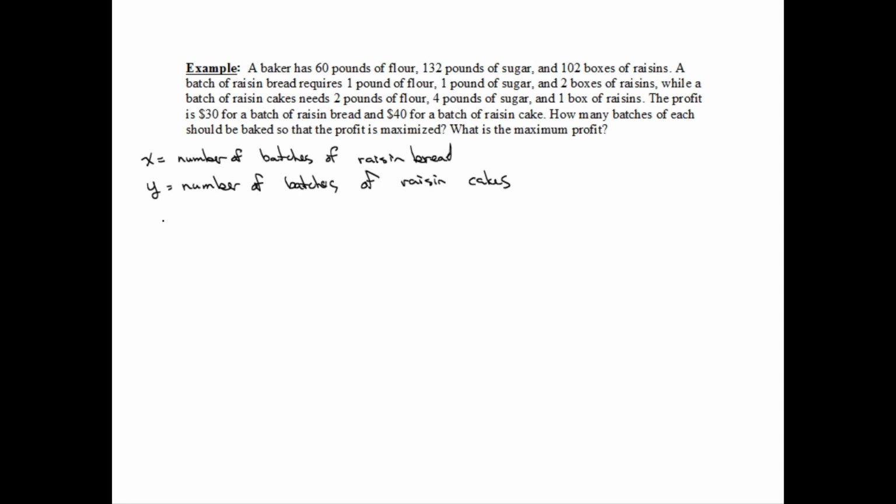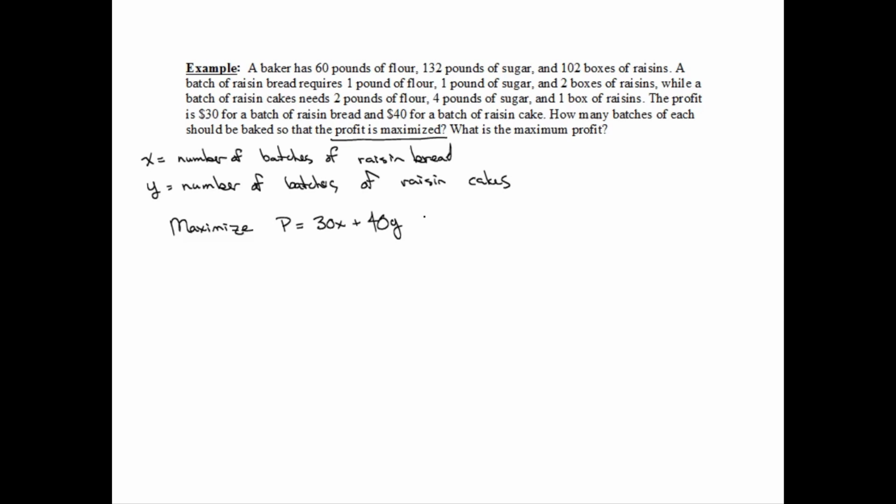Okay, now we need to write our linear programming problem. We want to maximize profit. I'll call it P. How much profit are we going to have? Well, we have $30 for each batch of raisin bread, so we have 30 times the number of batches. That'll be 30x. We're going to add to it 40 times the number of batches of raisin cakes, so that'll be 40y. This will be our total profit.